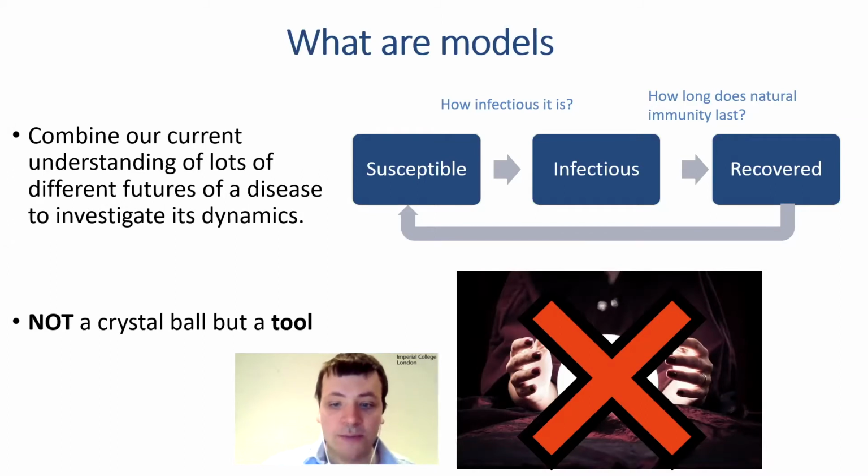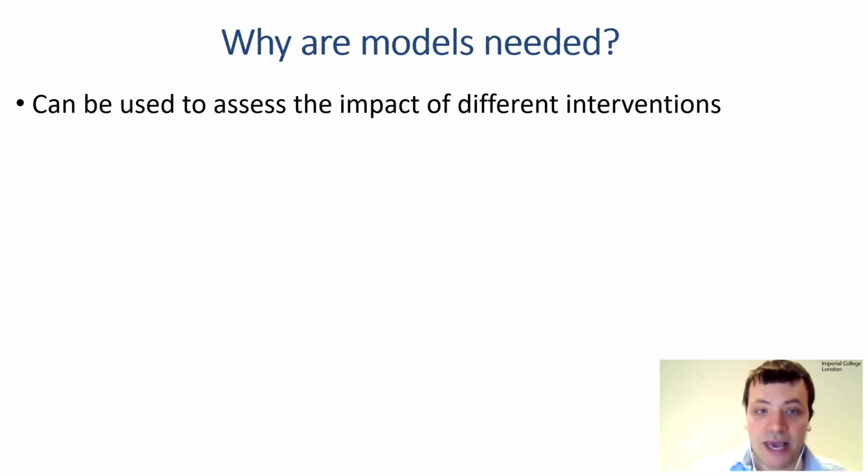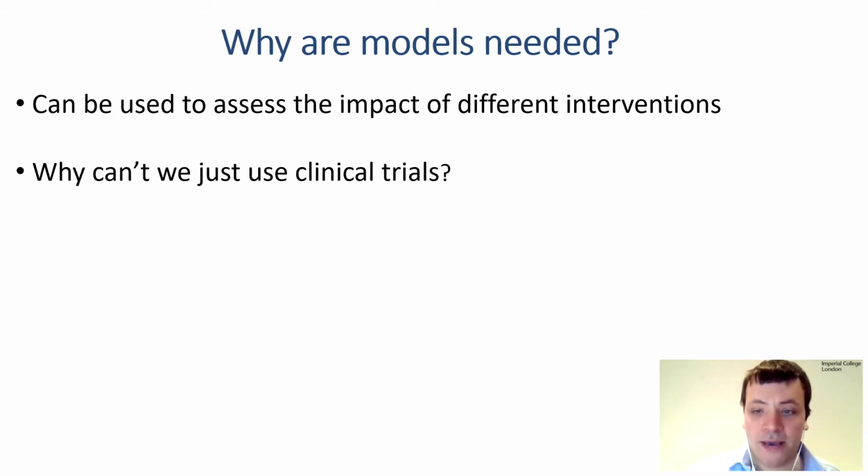I've often seen people say here that models are just randomly pulling numbers out of the air. But really, when they're done correctly, they're the opposite of this, because they're expressing our understanding of a disease and its features mathematically. So in the context of policy making and priority setting, models can assess the long-term impact and costs of different interventions. I've often had people ask me here, why can't we just use clinical trials?